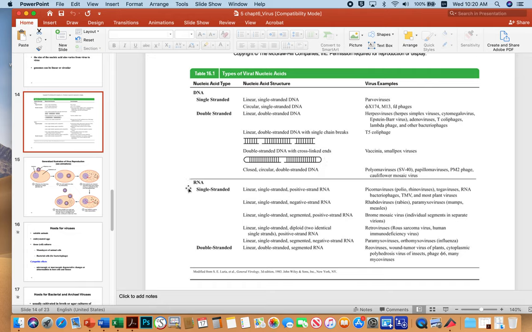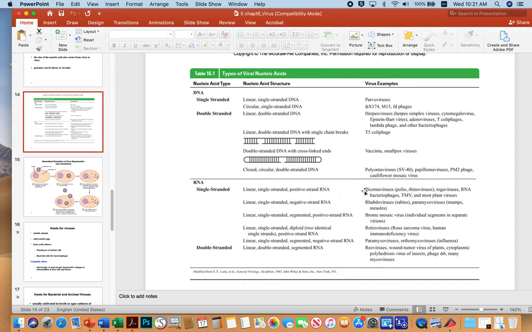RNA viruses are also very highly prevalent. And so these guys can be single-stranded, so they can have a linear single-stranded positive strand RNA genome. And by that, we mean that the RNA can actually be used to make proteins directly by ribosomes. Some viruses are linear, single-stranded, negative strand RNA viruses. And so a negative strand has to be converted to a positive strand in the host cell. And then the positive strand can be used to make protein. So SARS-CoV-2, the virus that causes COVID-19, falls into this category as a linear, single-stranded, positive-stranded RNA virus.